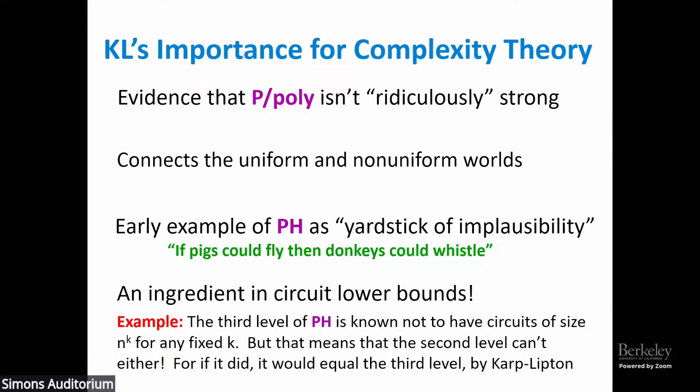But then using Karp-Lipton, we can bootstrap from that. We can say actually the second level of the polynomial hierarchy cannot have circuits of size n to the k either. Why not? Well, suppose it did. If it did, then certainly NP would be in P/poly, right? Which means that because of Karp-Lipton, the polynomial hierarchy would collapse to the second level. So Sigma 2 would equal Sigma 3 anyway. So we already know that Sigma 3 doesn't have small circuits, and therefore neither does Sigma 2. Neat, right?